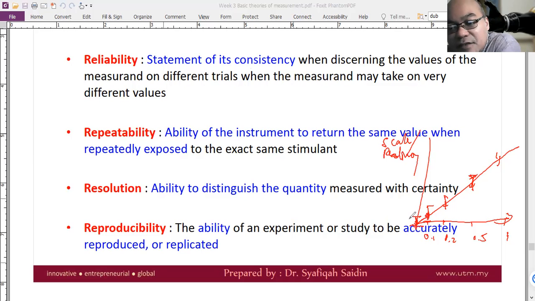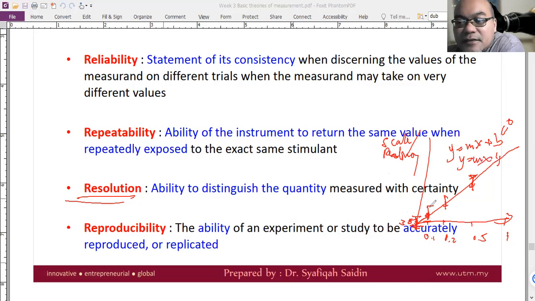Then we have the standard deviation, sigma, indicated by a vertical bar. So the resolution is obtained from this three sigma at the background measurement. But it's not only three sigma. Based on this calibration chart, you will obtain, for example, y equals mx plus b, right? If there is no offset, then b will be equal to zero, so y equals mx.